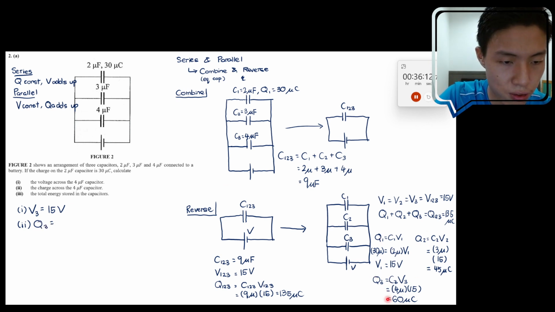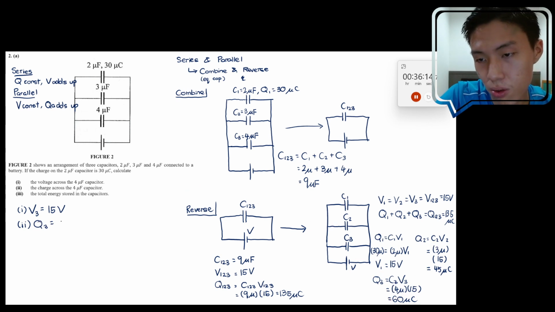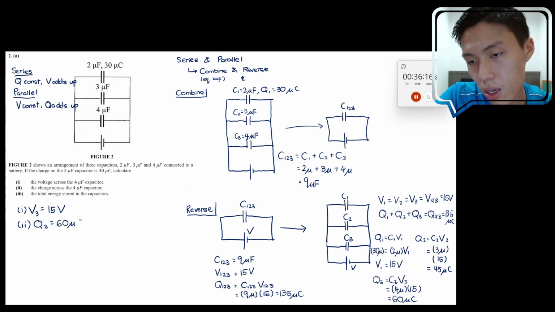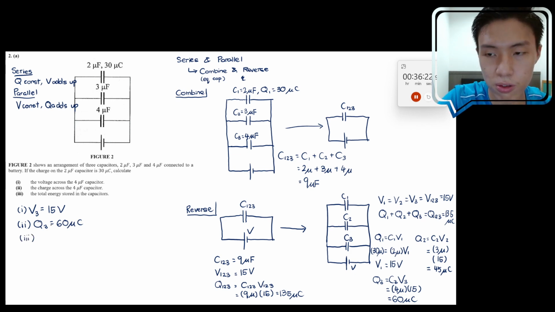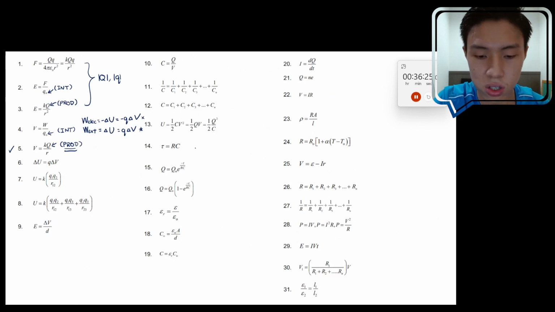Okay, so Q3 is over here. Q3 is 60 microcoulomb. Okay, last question. What is the total energy stored in a capacitor? Okay, energy stored, if you look back into the equation, energy stored will be this equation over here.